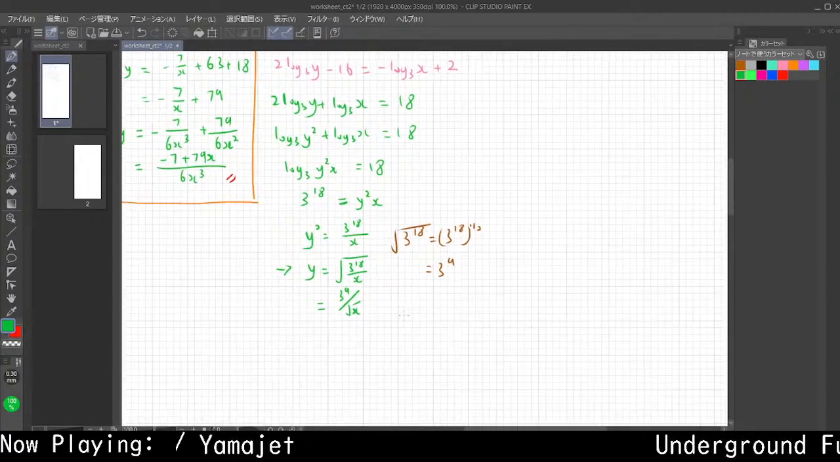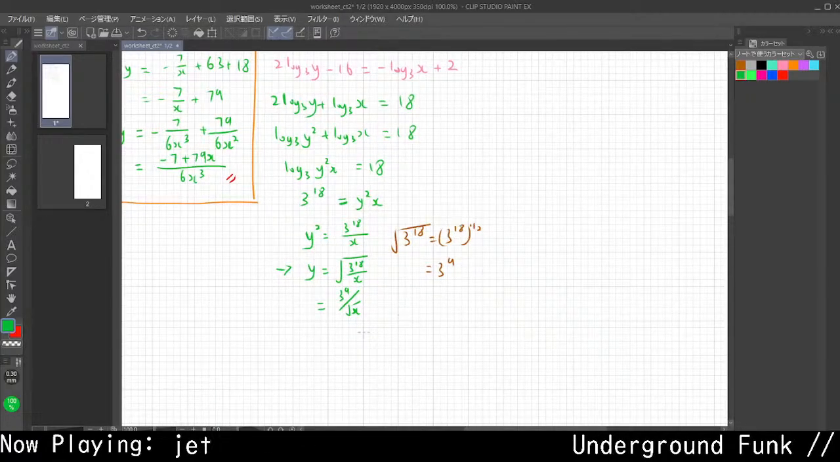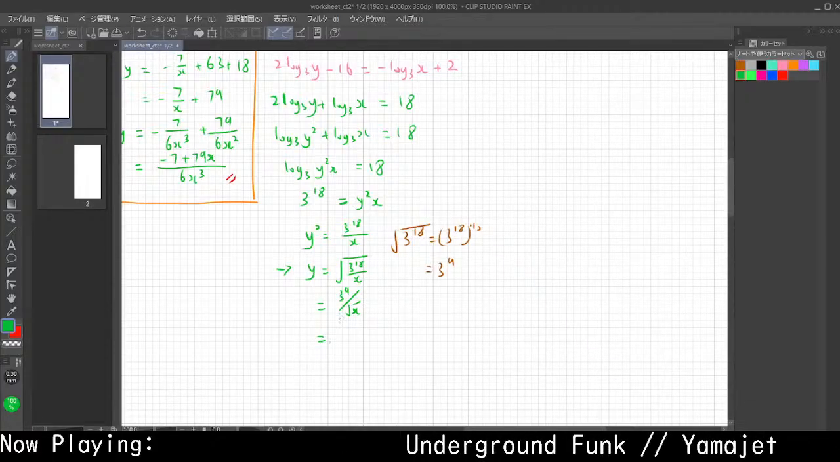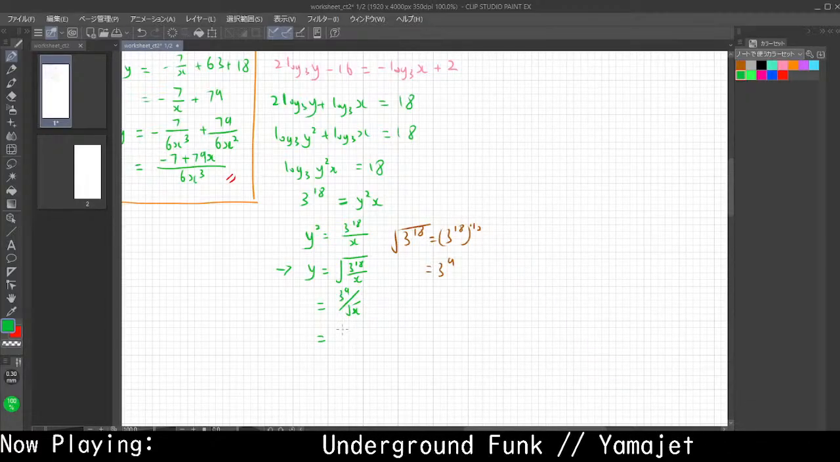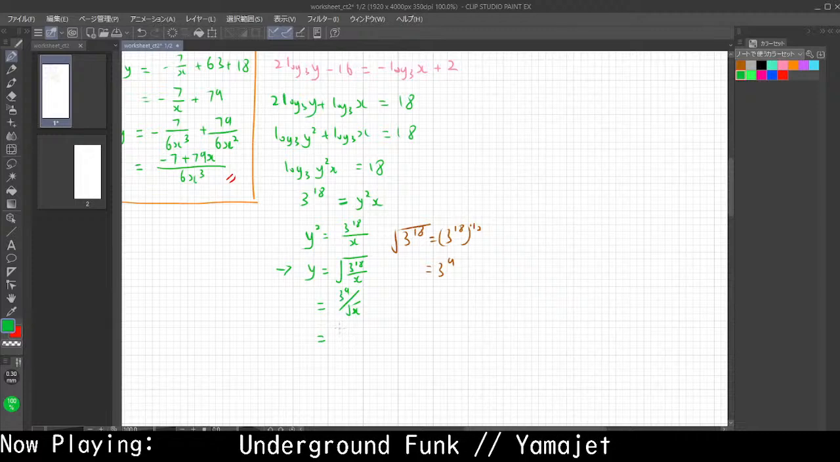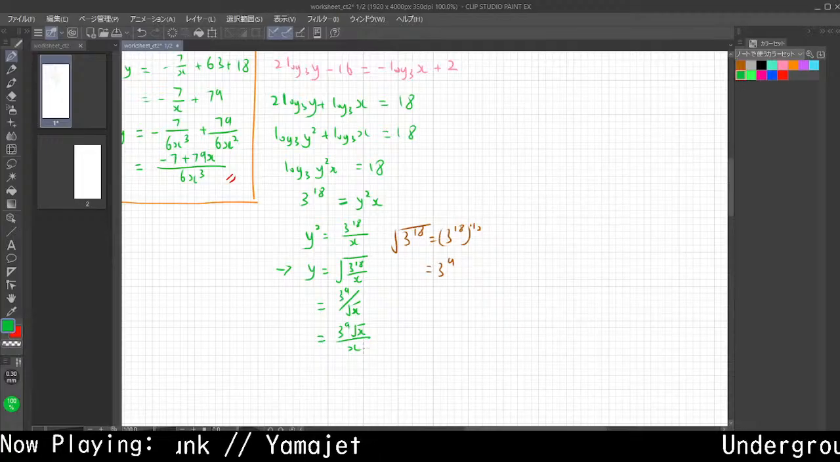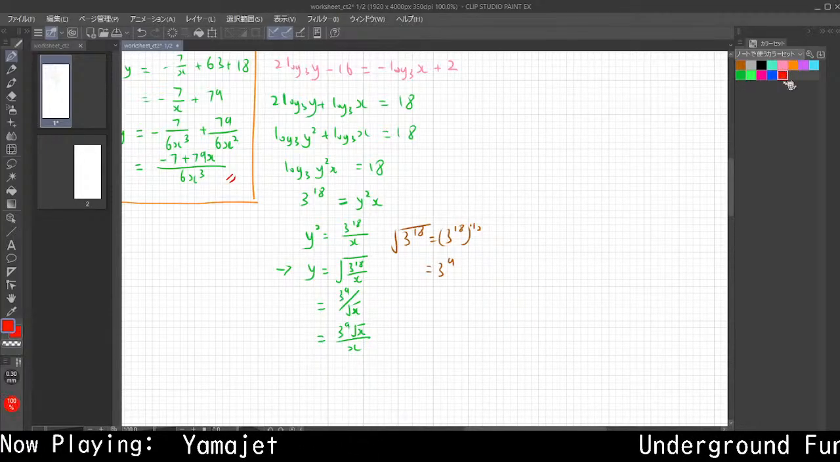And then since the square root at the bottom is still incomplete, you want to multiply both top and bottom by square root x. So you should be able to get 3 to the power of 9 times square root x over x. This will be the final expression.